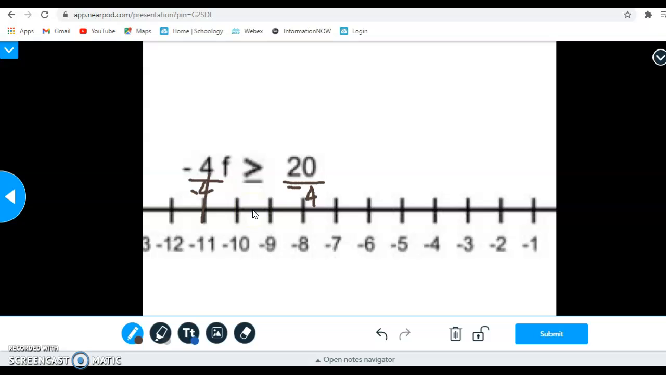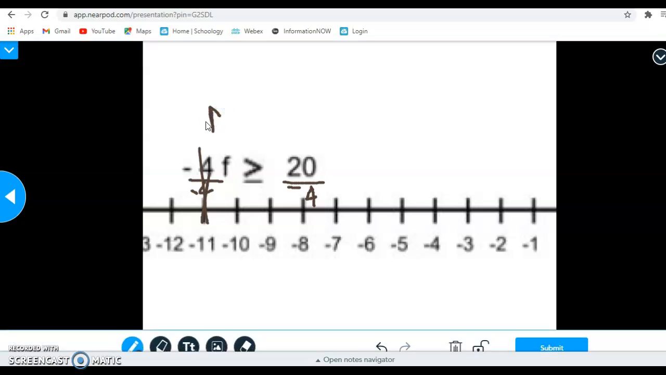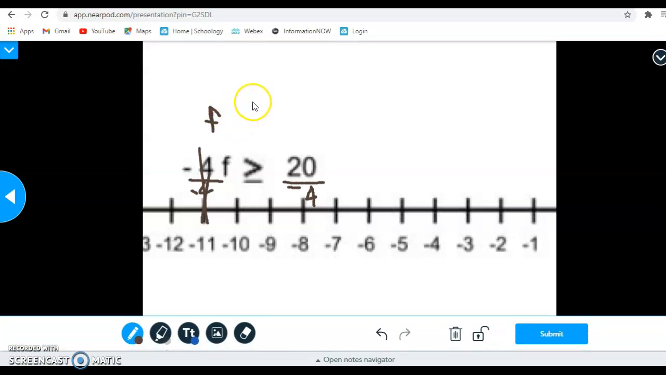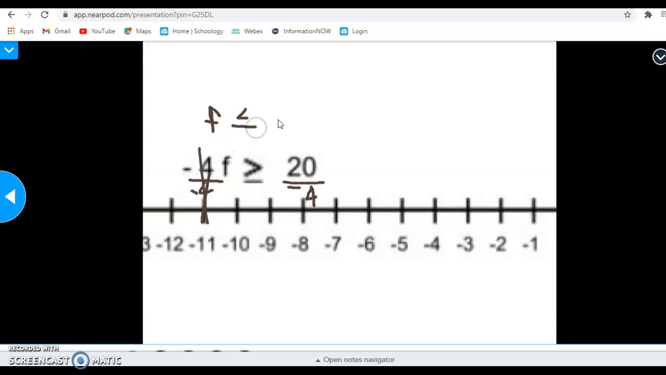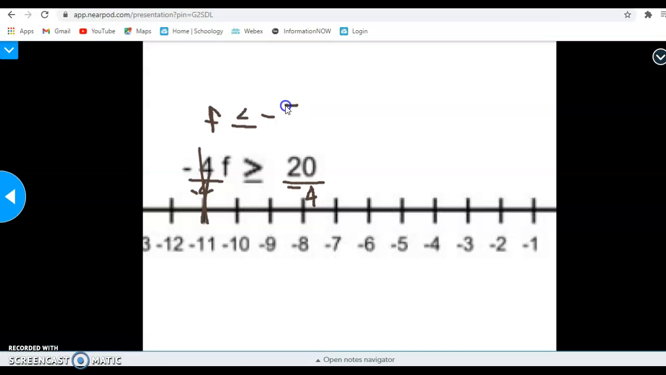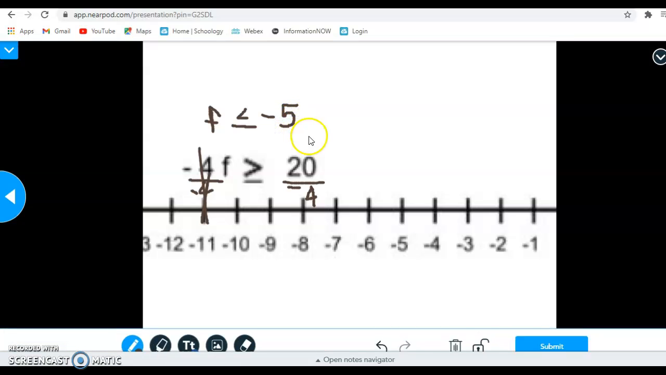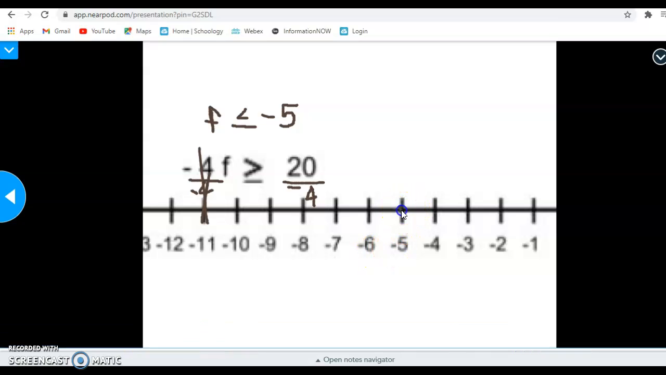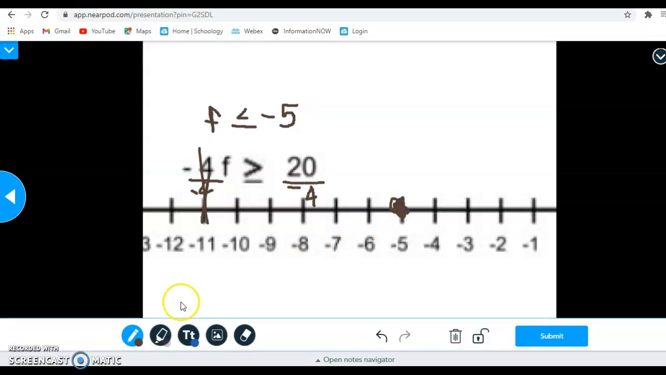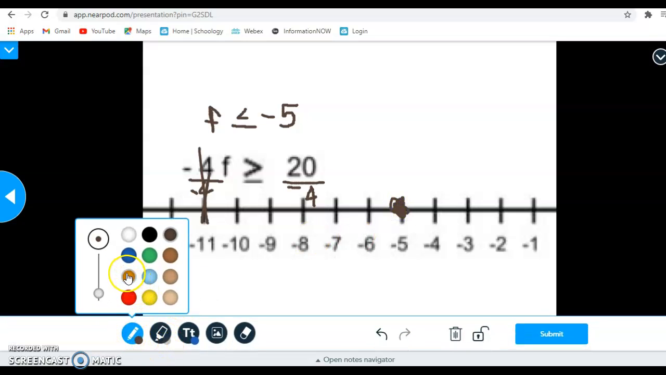We're going to divide negative 4 on both sides. And we know that these cancel. So now we're left with f. And from the video you just watched, we know that we have to flip the sign. And negative 5. All right? So we all know that whenever you have a line underneath the inequality sign, we have to draw a dot. Not an open circle, but a dot.